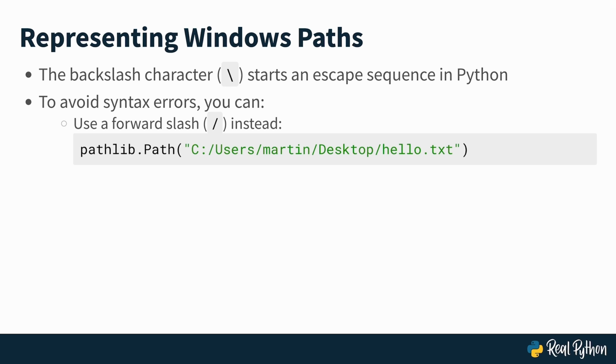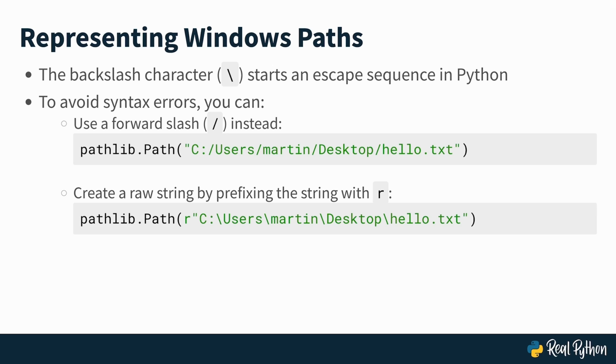Another way of doing it is to use a raw string, and you can do that in Python by prefixing the string with just the R character. So you put this R in front of the string, and then you can use backslash characters like you would normally with a Windows path. Keep in mind that this is only relevant for Windows because on Unix systems like macOS or Linux, the paths anyways use the forward slash, and that's not a reserved character for Python.